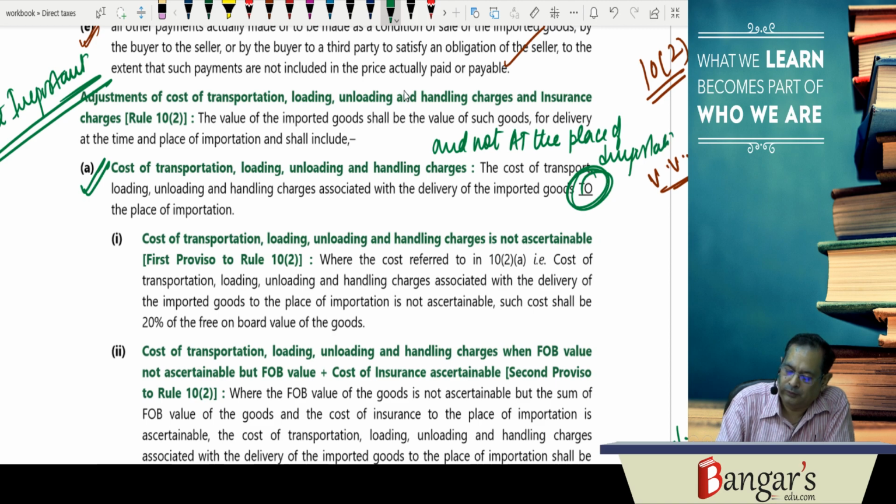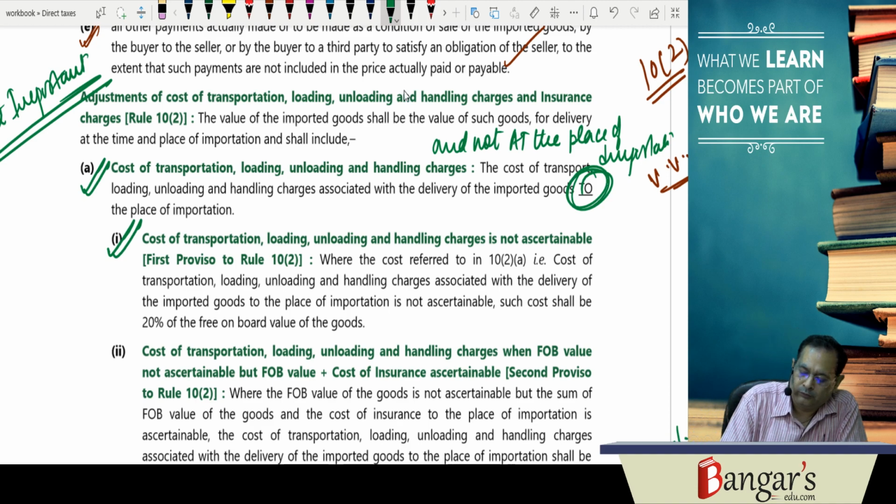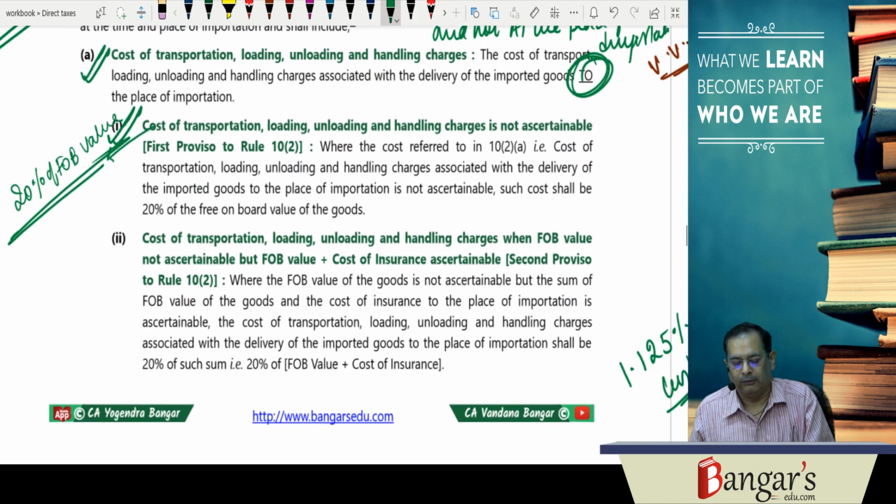Now here, where the cost of transport, loading, unloading and handling charges is not ascertainable, then in that case such cost shall be what? 20% of the FOB value of goods. Such cost will be 20% of the FOB value, if the same is not ascertainable.